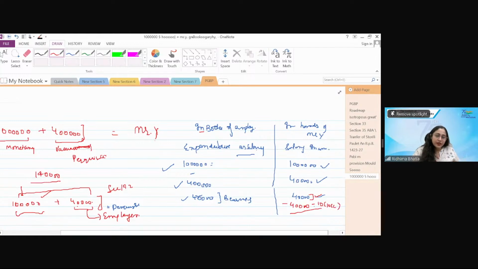Okay? One thing. So this is exempt in the hands of Mr. X, the employee. But at the same time, we will not give this 40,000 as deduction to the company under section 40(a)(5). Here we are not taxing this tax on non-monetary perquisites in the hands of the employee, and here also we will not let them deduct. So this is the exact story.